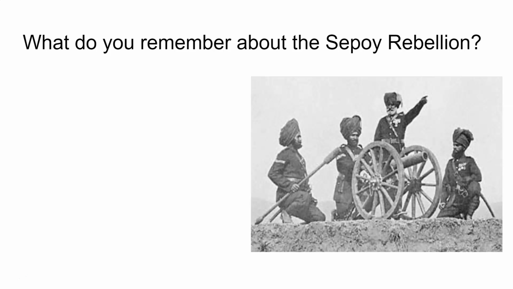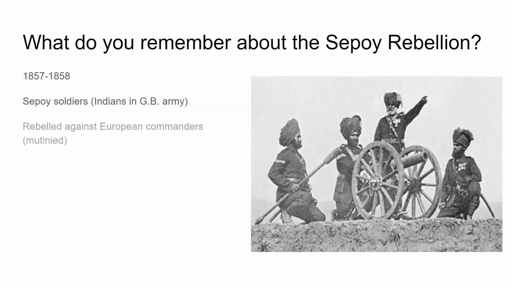What do you remember about the Sepoy Rebellion? During Indian imperialism, there was something called the Sepoy Rebellion. Now, what you see in this picture, these are Indian soldiers hired by the Great British Army. So they serve in the British Army, but they are Indian soldiers. The Sepoy Rebellion was from 1857 to 1858, and they were Indians in the Great British Army. And they rebelled against their European commanders, or they mutinied.